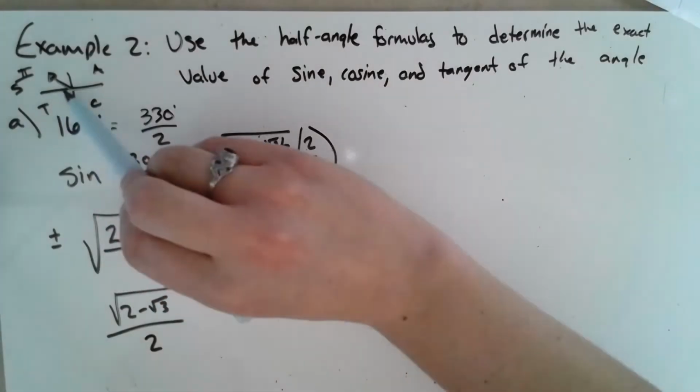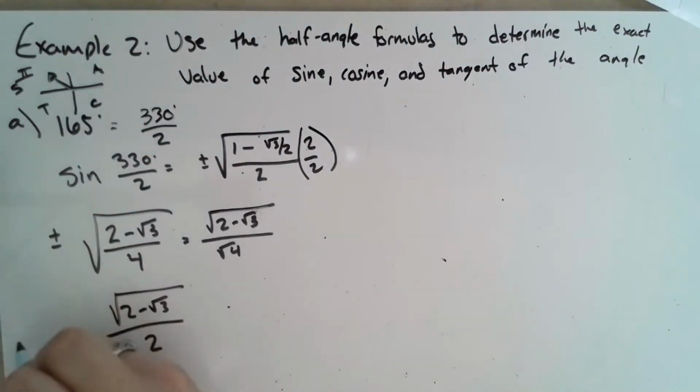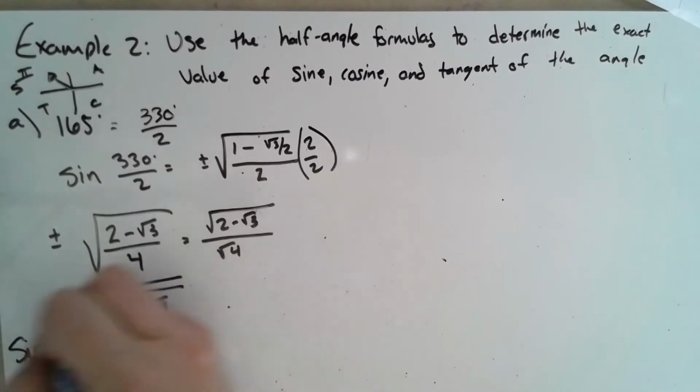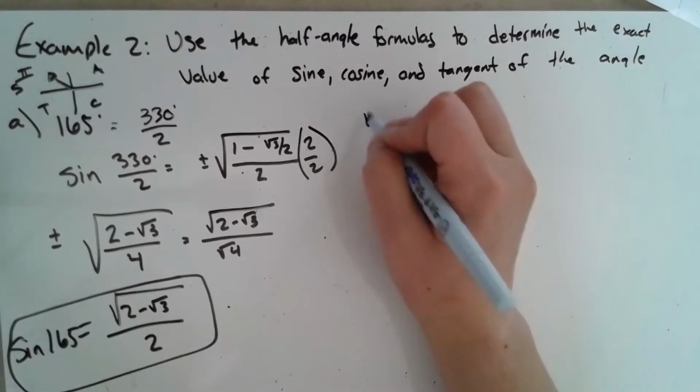So we said sine in quadrant 2 is positive, so this is positive. So sine of 165 is square root 2 minus square root 3 over 2. And you can plug that in your calculator and make sure it gives you the same answer. Not bad. Let's do cosine.